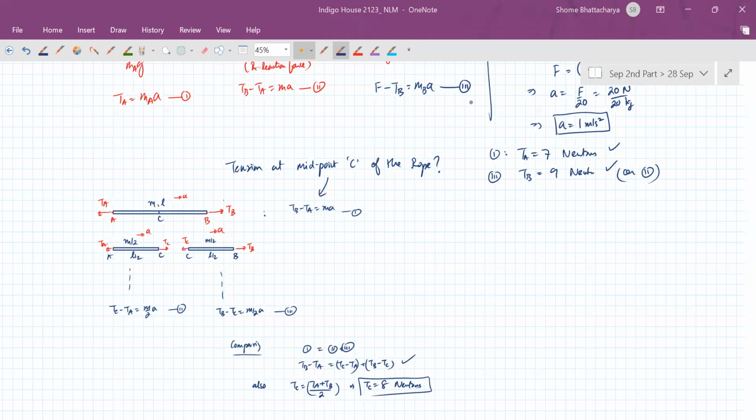Sir, how did you get the formula TC is equal to TA plus TB by 2? You have to just substitute. So for example, from this equation, A is how much? TB minus TA by m. Now substitute this in either of the two equations. Substitute in either equation 2 or equation 3, and you will get this result.